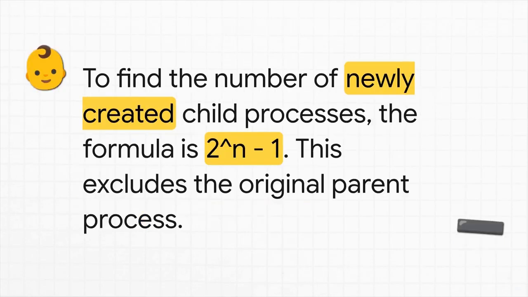And hey, here's a little pro tip, maybe for an exam question. If you're asked for the number of newly created processes, so just the children, all you have to do is subtract 1 from the total. That gets rid of the original parent. It's a small detail, but it's the kind of thing that separates the pros from the rookies.